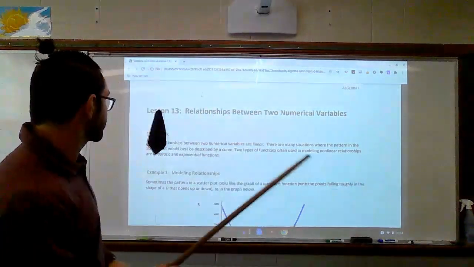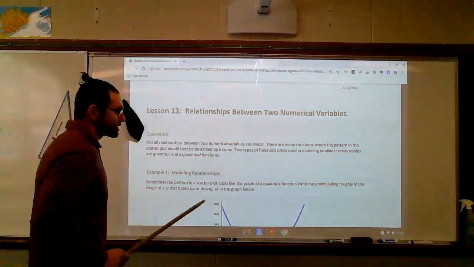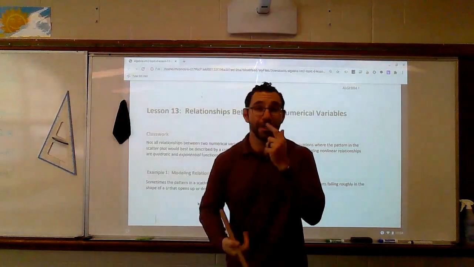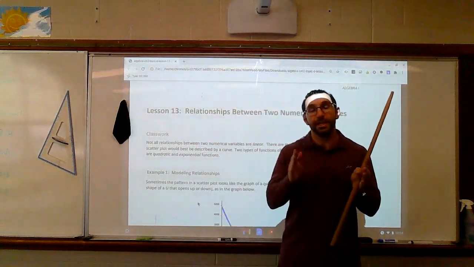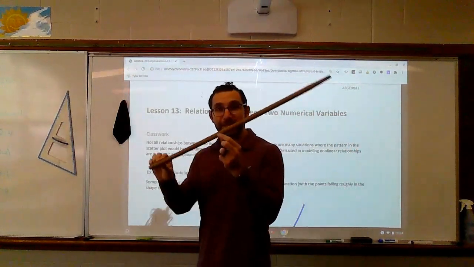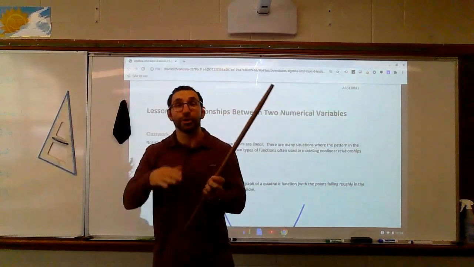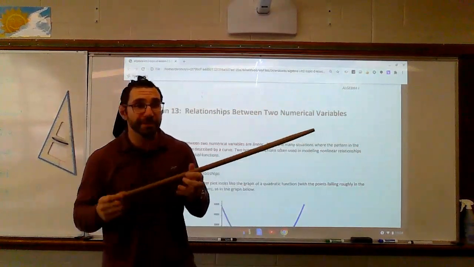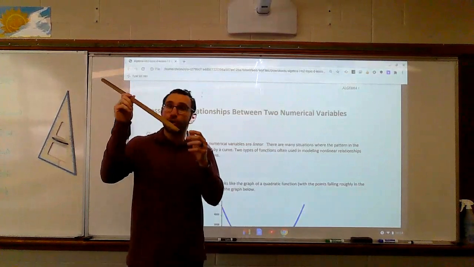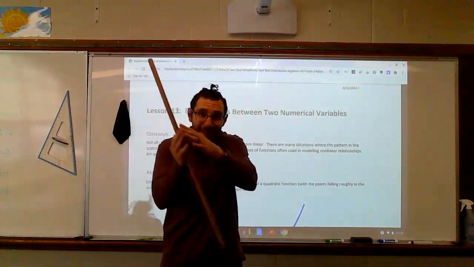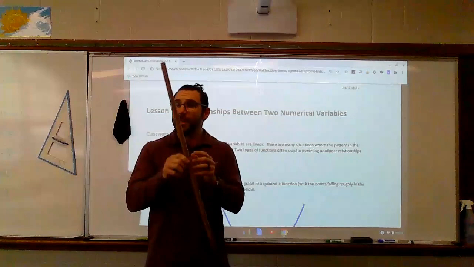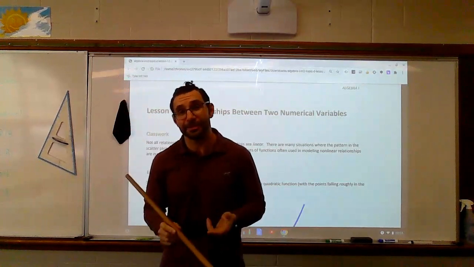Okay, let's rehash. So in lesson 12, we talked about correlations of scatter plots. We said, could it be linear? Which means it's forming this line. Sure. Even though there's points all over the place, we know that there could possibly be a line of best fit that could be linear.